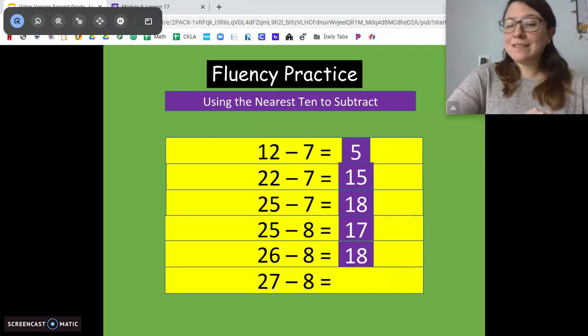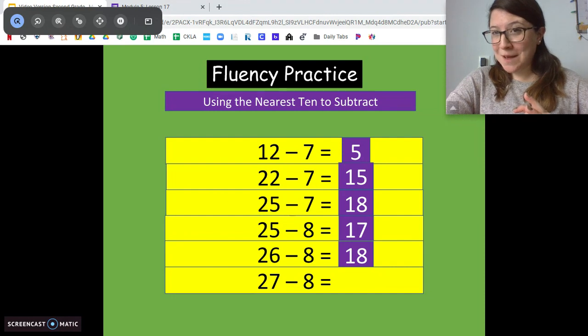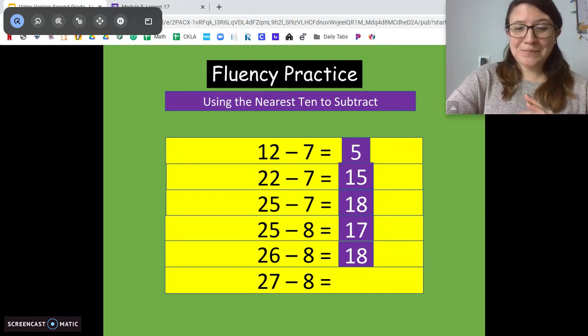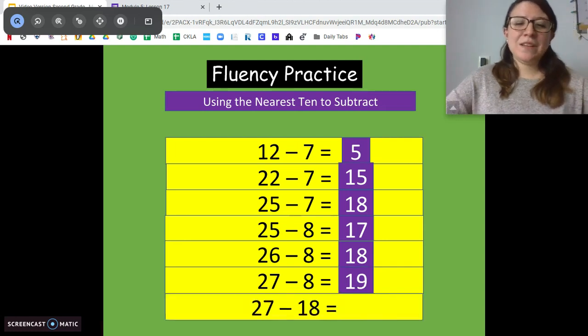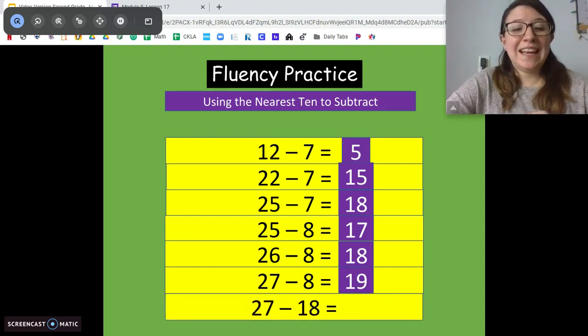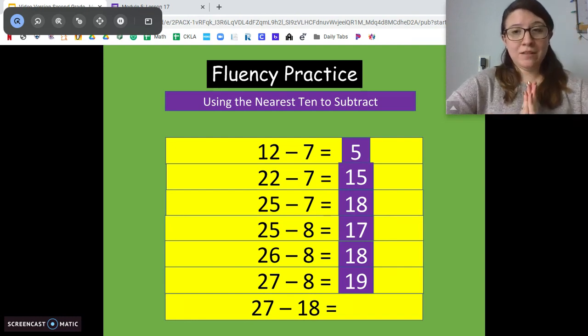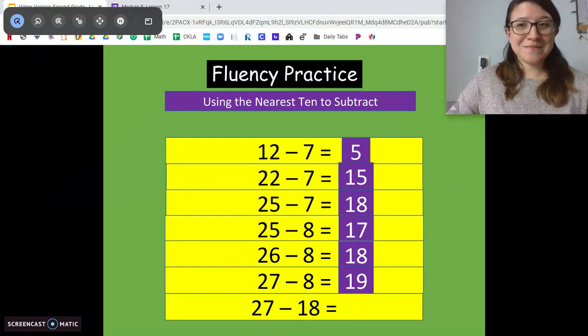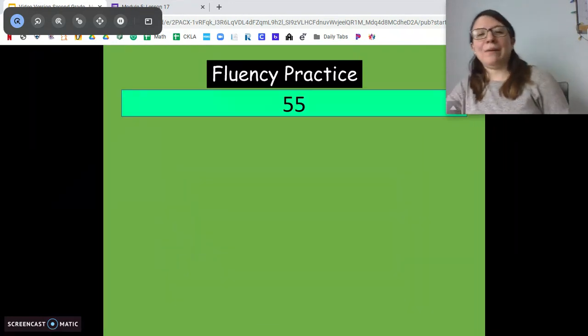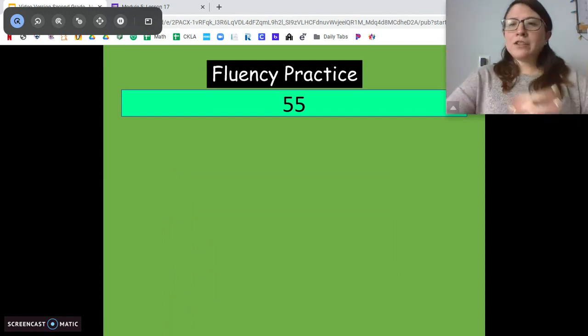Nice. 27 minus 8. Notice that pattern. Good. And 27 minus 18. Think about the last one to solve for this one. See if you notice a pattern. Good, it's gonna be 9. Awesome. All right, here we go. Keep going. Oh, actually, never mind.